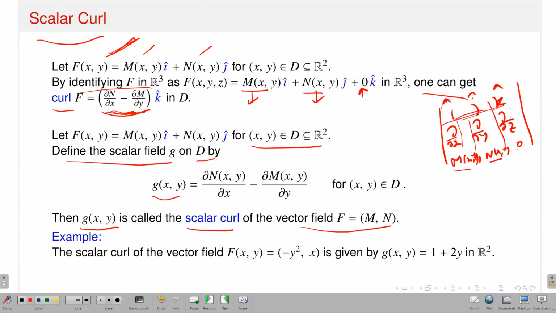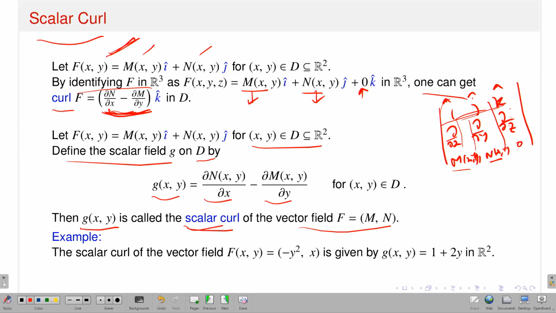So, what I am doing is starting with a vector field capital F in R2, then looking at that capital F in R3, and calculating the curl. It turns out that it is nothing but del N del x minus del M del y times k cap, and the coefficients of i cap and j cap are 0. Then I define a function small g from my domain D, a subset of R2, to R, which is del N del x minus del M del y, and this is nothing but the scalar curl of the vector field capital F in R2, that means (M, N).